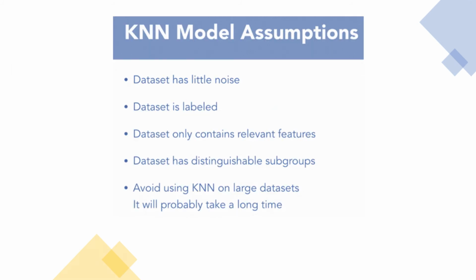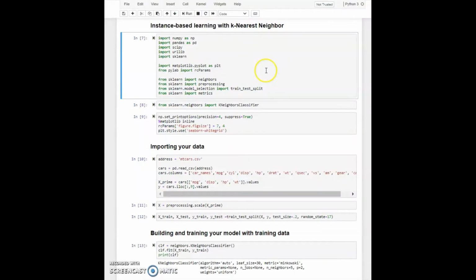So now we need to look at the k-nearest neighbor assumptions. So the k-nearest neighbor model assumes that your dataset has little noise, that of course it's labeled, that your dataset only contains relevant features, and that the dataset has distinguishable subgroups. You also want to avoid using k-nearest neighbors on large datasets because it's probably going to take a very long time depending on how big your dataset actually is.